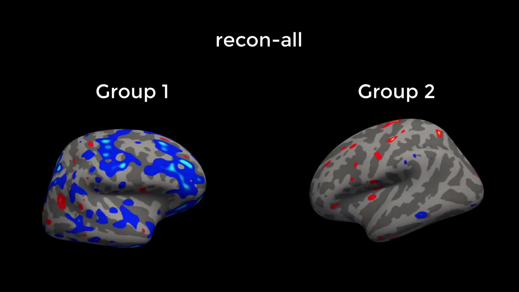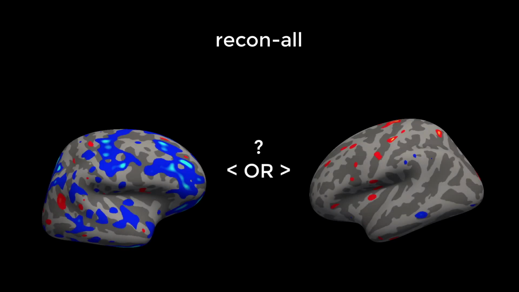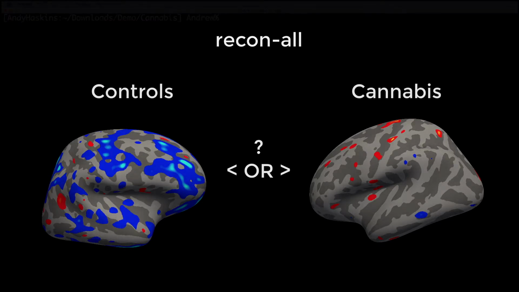After we've pre-processed our data with recon-all, we can test hypotheses about differences between groups. For example, are there differences in cortical thickness and volume between cannabis users and controls? To answer this question, we first need to organize our data.